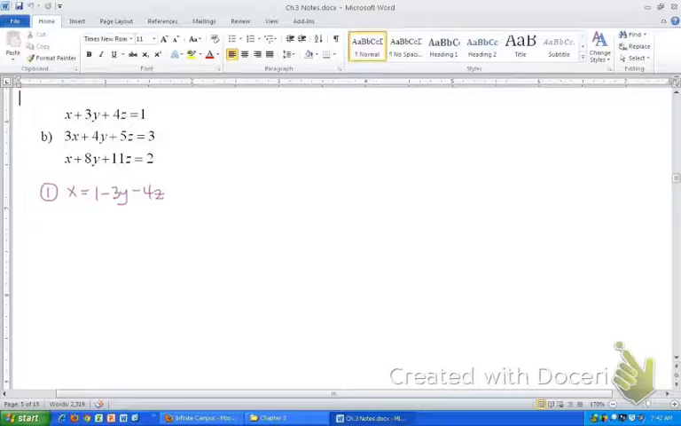So we used this equation right here to solve for x, which means that in the next couple of steps we're going to be using the other two remaining equations and just plugging in our x value for these x's. Okay?